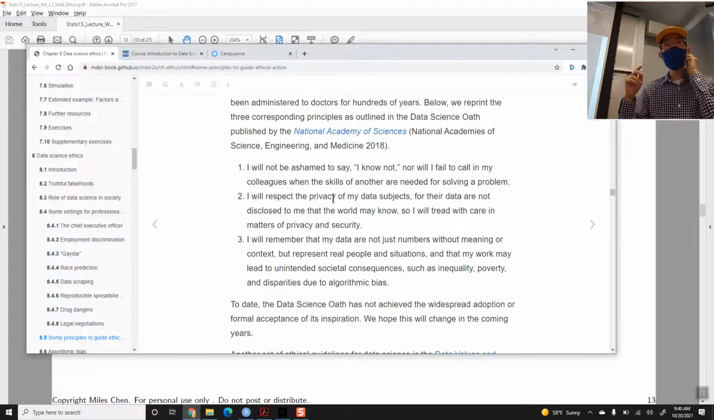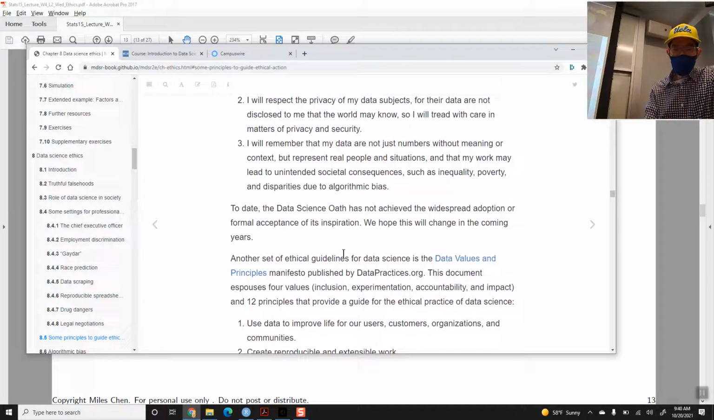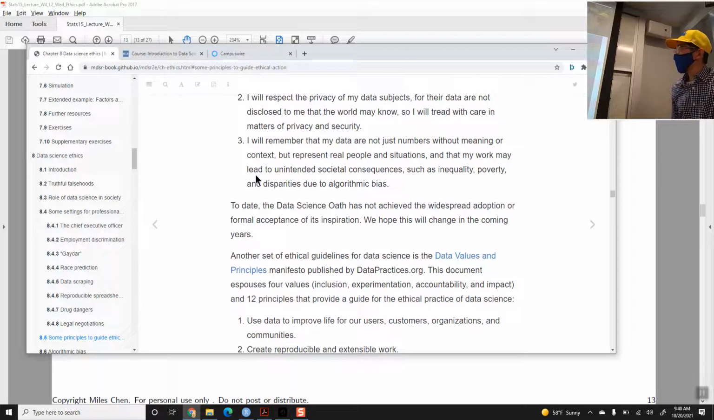And certain companies, like DuckDuckGo and Mozilla, are trying to design web-based products that value privacy, okay? And then the important thing also, number 3, is we'll remember that my data are not just numbers without meaning or context, but actually represent real people, real situations, and that the work you do could lead, and this is kind of an issue, it could lead to unintended societal consequences, such as inequality, poverty, and disparities due to algorithmic bias.